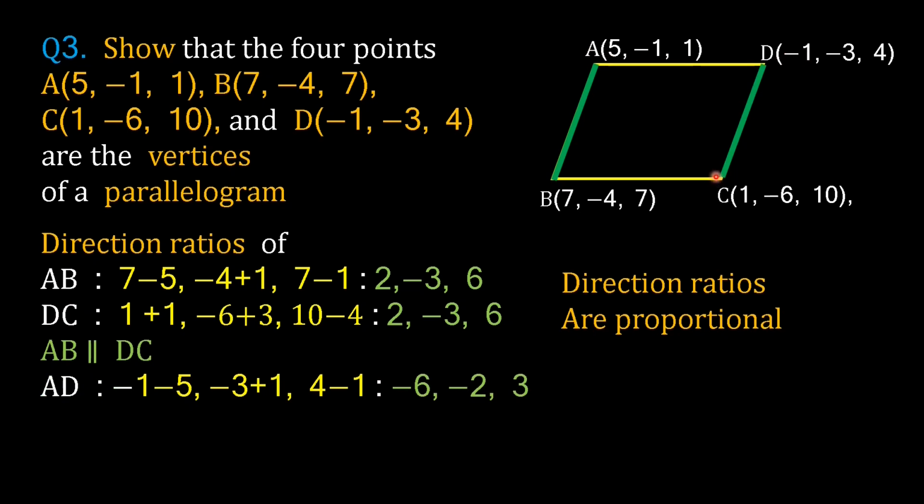Next, we will find direction ratios of side AD, which will be minus 1 minus 5, minus 3 plus 1, 4 minus 1. That gives us minus 6, minus 2, 3.